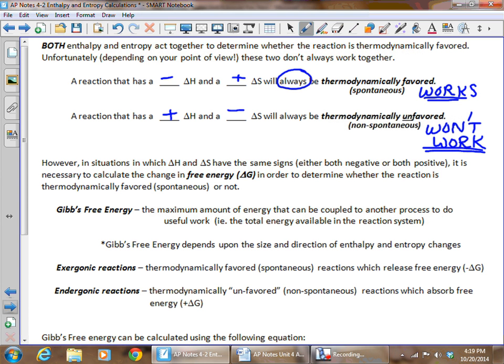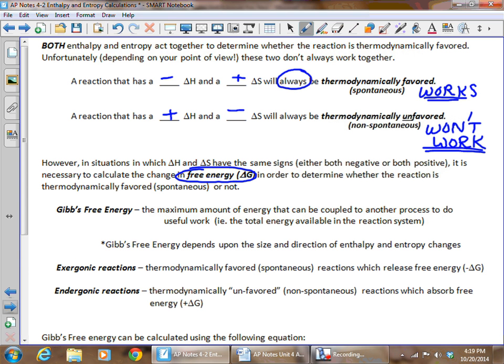But when we have situations where delta S and delta H have the same signs, either they're both negative or both positive, then we've got to do a further calculation because we can't tell just by these two values whether this particular reaction is going to work or not. We need to calculate something called the free energy, or delta G, the change in free energy, in order to determine whether this is actually going to be a favored spontaneous reaction or not.